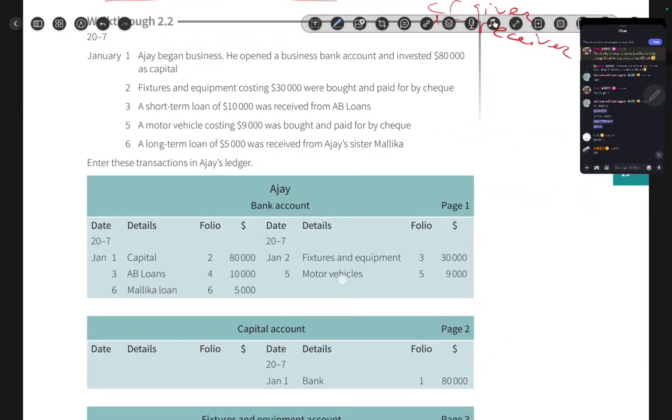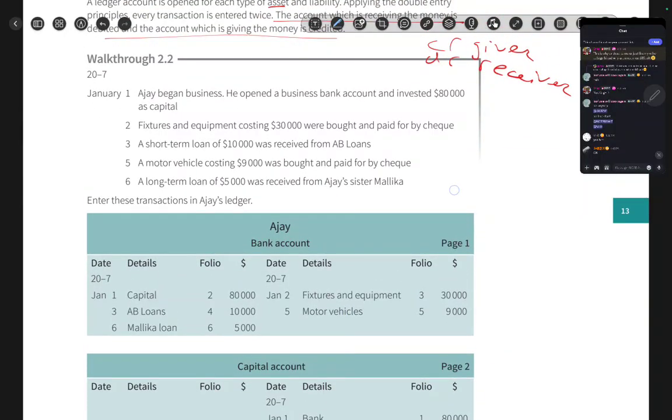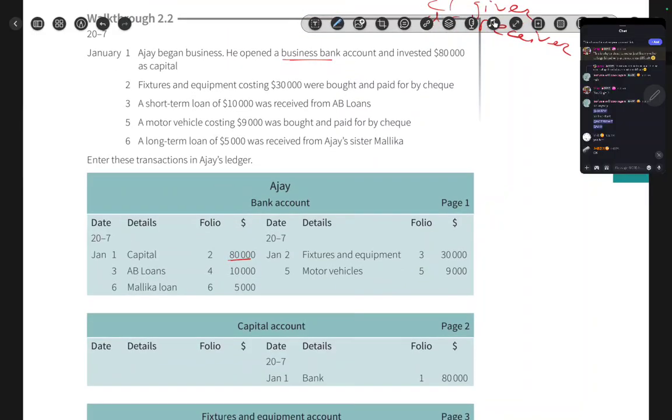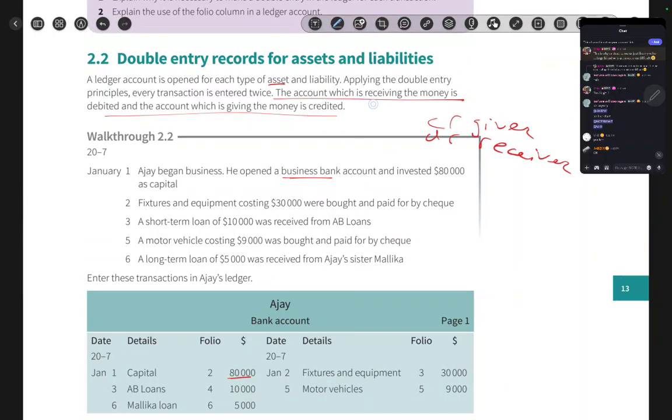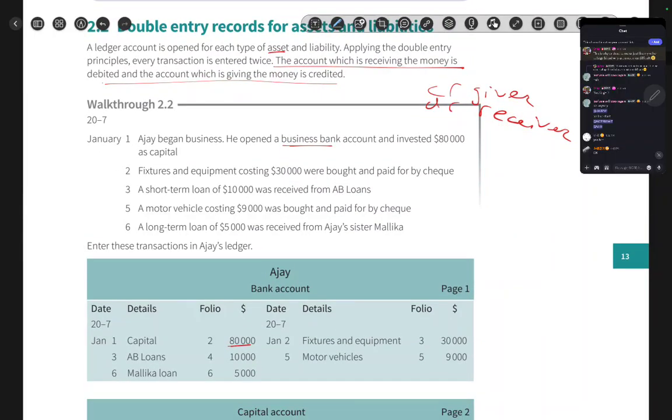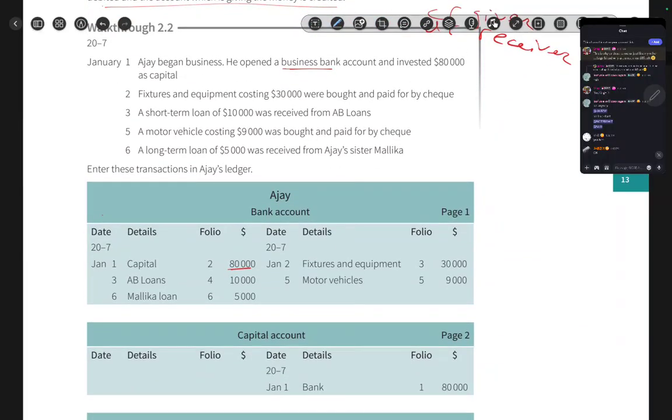All right, let's look at the example. Ajay began business, opened with 80,000 as capital. What happens? The bank account increases by 80,000. And what caused it to increase? The capital caused the bank account to increase. So the value in the bank account increases, and that's why we debit it. The account receiving the money is debited, and the account giving the money is credited. You're getting the money from your capital, and that's why you credit your capital.